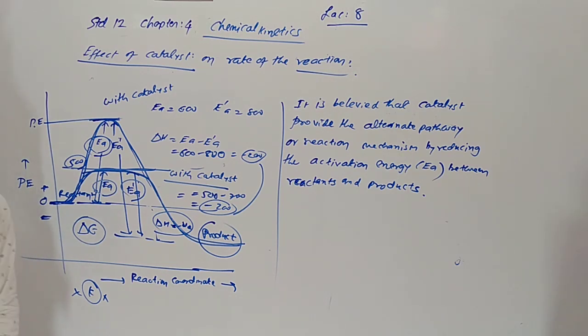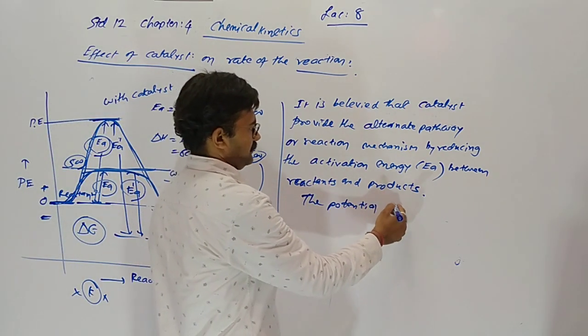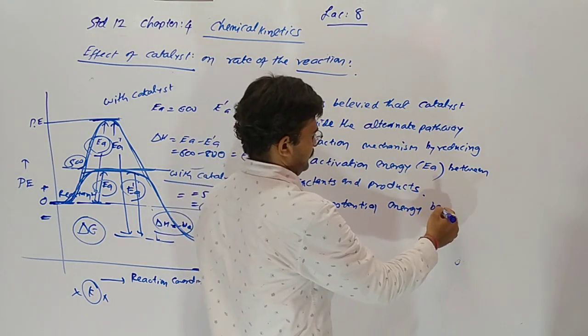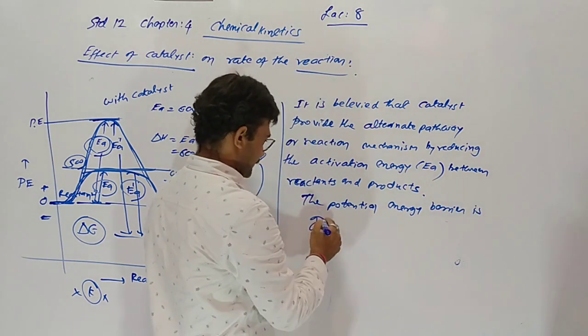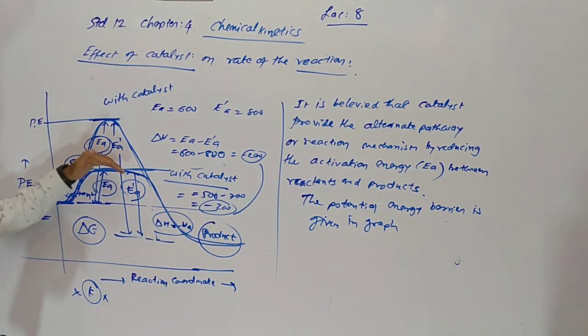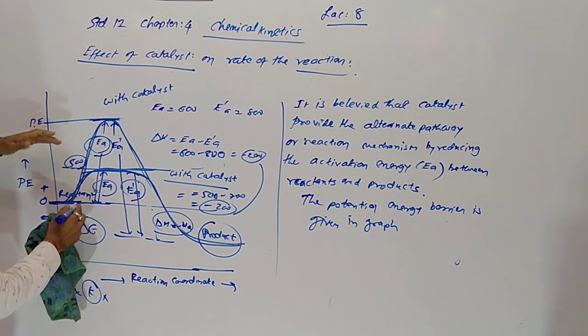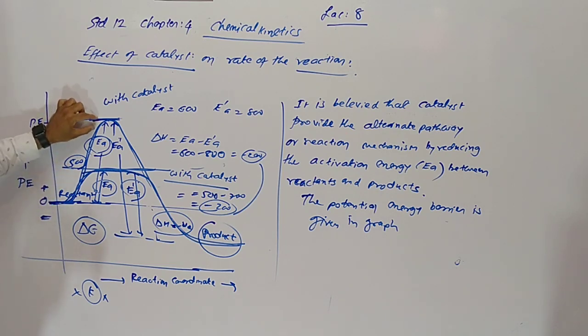So the potential energy barrier is given in the graph. This is the barrier. Potential energy barrier means the difference of potential energy of the reactant and at the collision time, which is the barrier. It is clear from the Arrhenius equation, the lower the value of activation energy, the faster will be the rate of reaction.